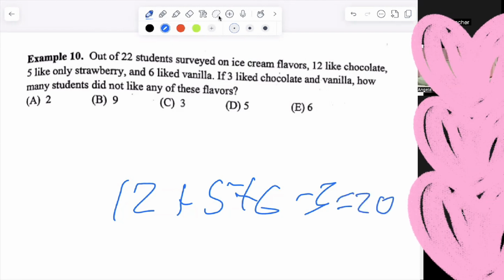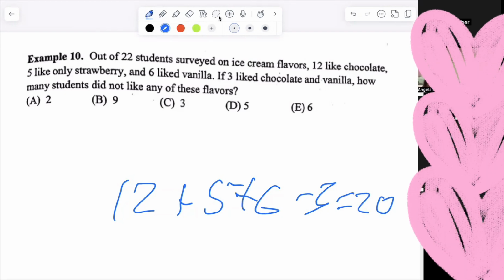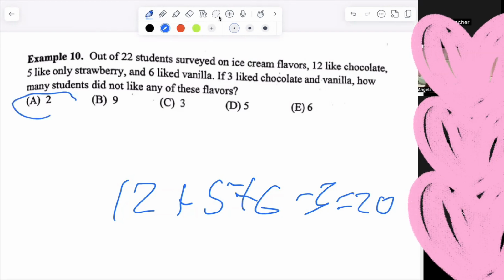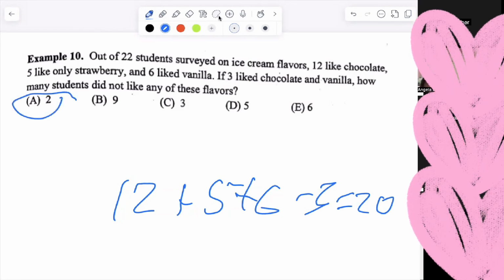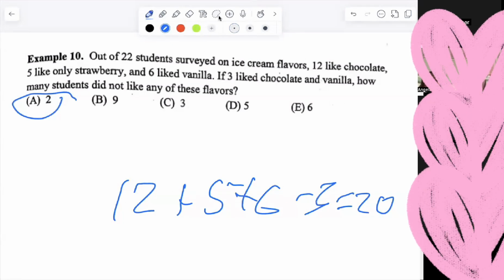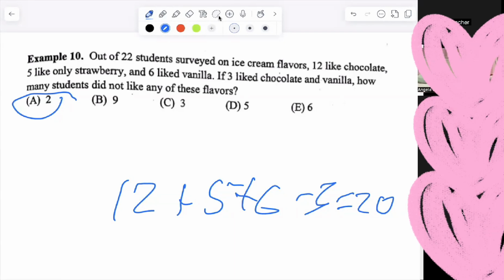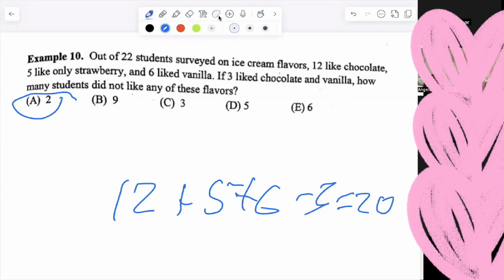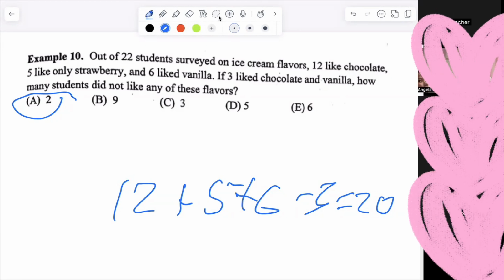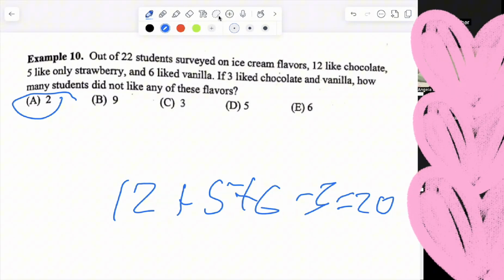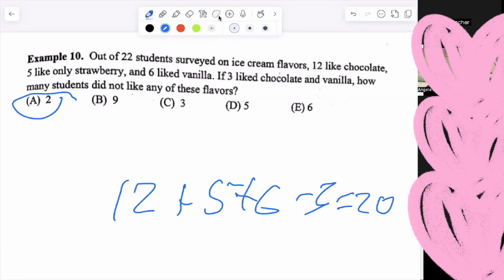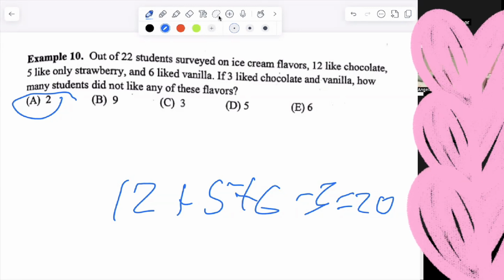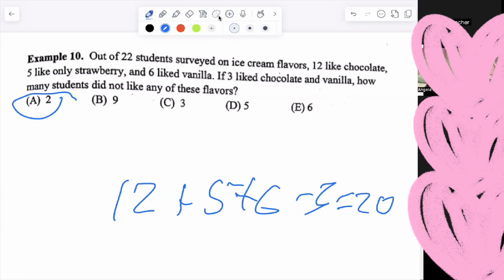Now, since we're missing 2 students, we know that 2 students did not like any of these flavors. Basically, just use PIE. Notice that they didn't mention the other intersections, so we do not include them. And all 3 combined, we also do not include because they do not mention it. From there, we get the answer of 2 students that did not like any of these flavors.